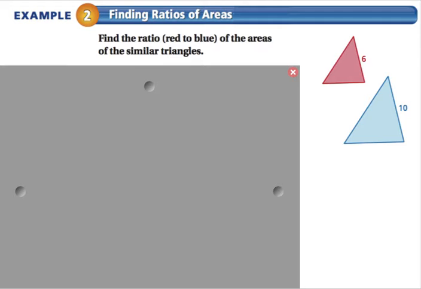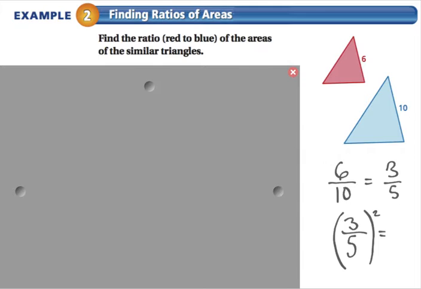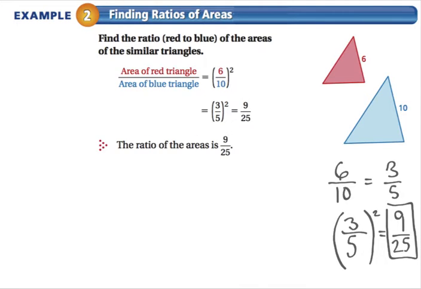So find the ratio of red to blue of the areas of the similar triangles. Well, the areas are going to be the same as the ratio of the sides squared. The ratio of the sides is 6 to 10, which by the way is 3/5. So the ratio of the areas is 3/5 squared. 3 squared is 9, 5 squared is 25. So the ratio of areas is 9 to 25. And that's how you'd figure it out. Find the ratio of the sides and then square it to get the ratio of the areas.